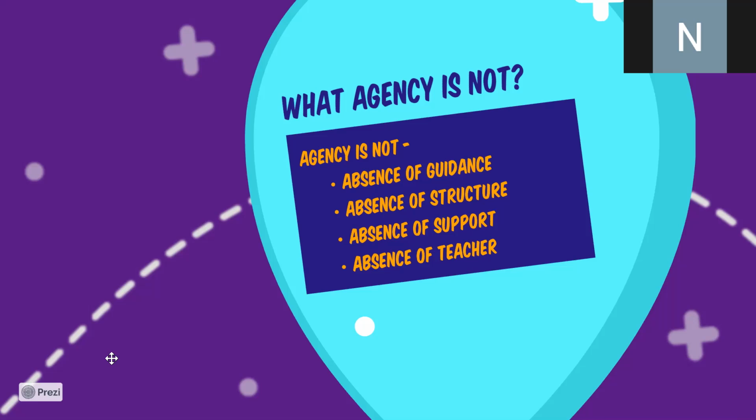And agency is also not absence of a teacher. Agency is also when your teacher is not completely absent. The teacher is there, the teacher is supporting you at every step, but at the same time the teacher is not leading the class. The teacher is not directing the direction the learning is taking. The onus is on the learners themselves.